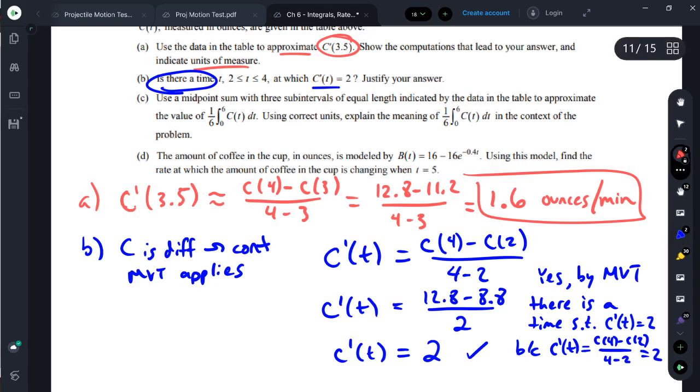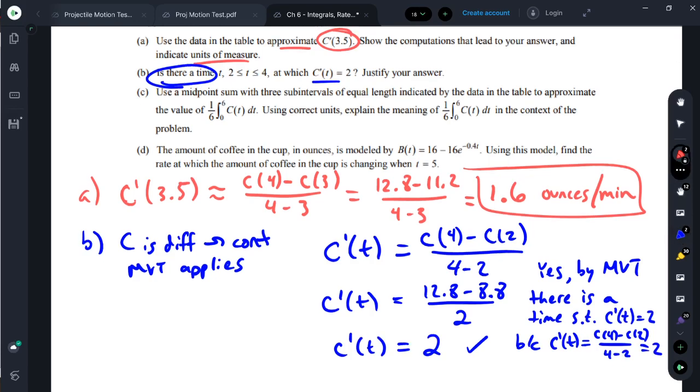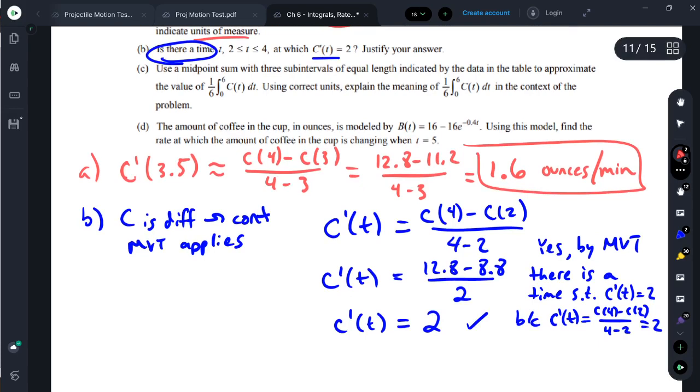All right, C, use a midpoint sum with 3 subintervals to approximate the value of 1/6 integral from 0 to 6 of C of t dt and explain that meaning. Now, I didn't catch this, this was from the second half of chapter 6, so I'm going to just get rid of that 1/6. Next semester, we're going to learn something special with that. So let's just get rid of that for right now.